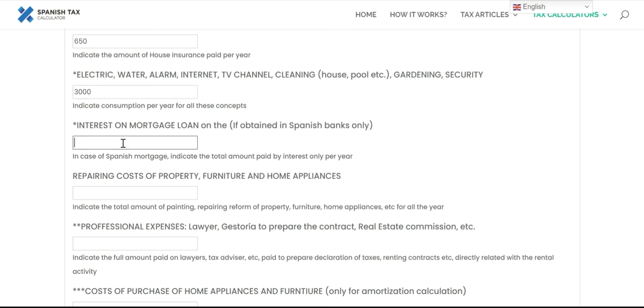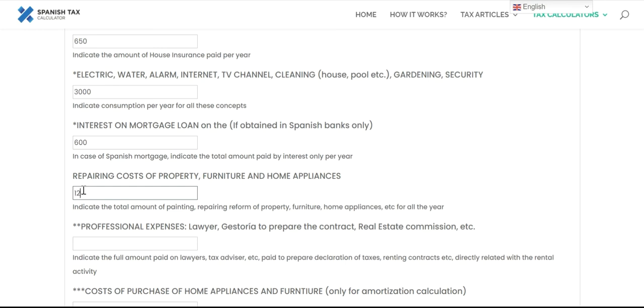Another important point here is that if you have a Spanish mortgage with a Spanish bank, the Spanish tax system allows you to deduct the amount of interest from the mortgage that you have obtained from a Spanish bank. If you have obtained a mortgage from a bank outside Spain, then you cannot deduct this concept. So imagine that you have a mortgage in Spain from a Spanish bank, and you have paid 600 euros on interest on the year for this mortgage.